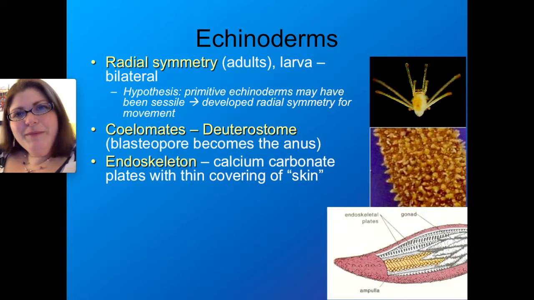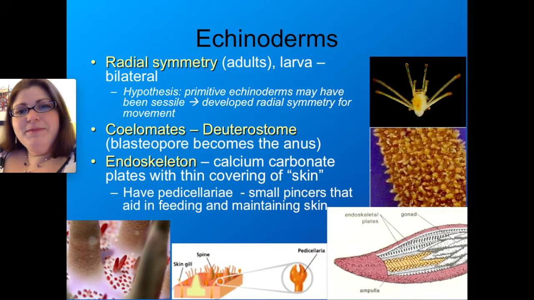And here's another similarity they have with us. They have an endoskeleton just like us. So everything else we've talked about either has had a hydrostatic skeleton, no skeleton at all, or an exoskeleton. They have an endoskeleton, so they have a calcium carbonate plate with a thin covering of skin, but there is a covering of skin.